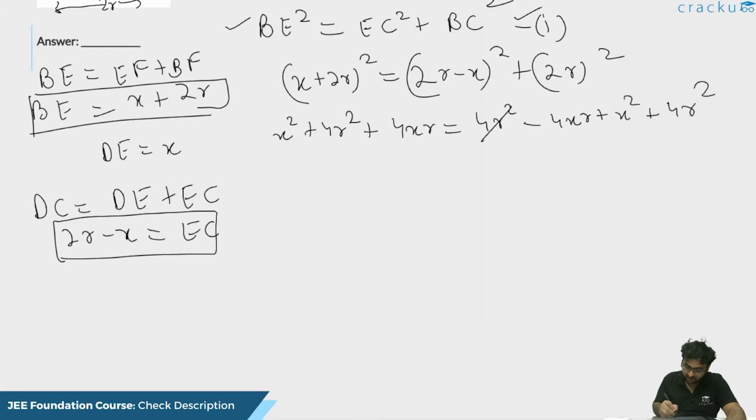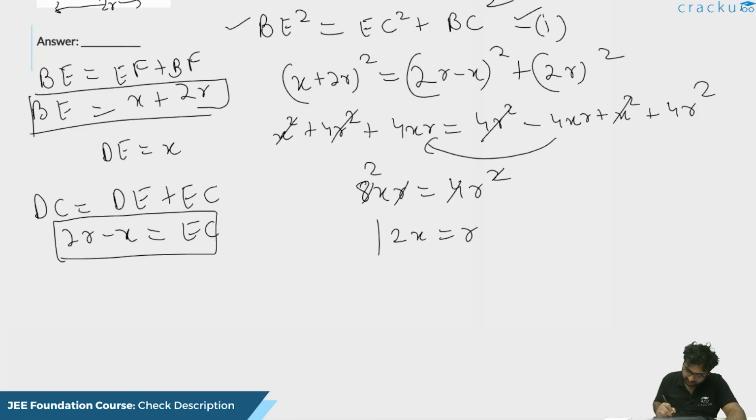Okay. So this 4R square will get cancelled out. This x square will get cancelled out. This 4xr will go this side. So 8xr is equal to 4R square. So r and r gets cancelled out. 4 2s are 8. So 2x is equal to r. So we found the value of 2x.